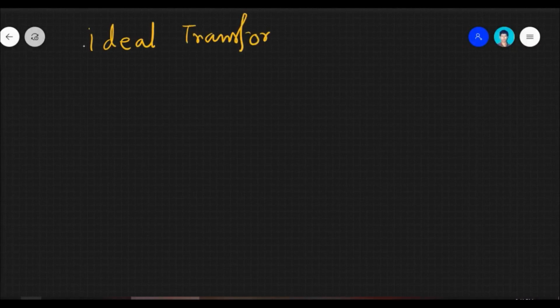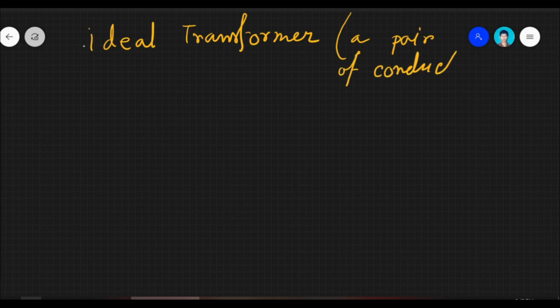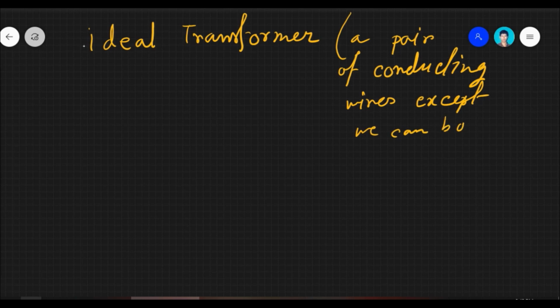So in our last video we observed that an ideal transformer is almost like a pair of conducting wires, except that in the case of a conducting wire you can't have different voltage levels and electrical isolation.